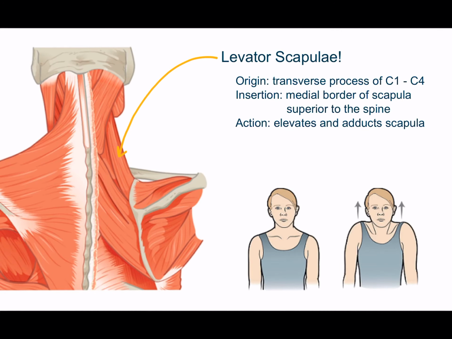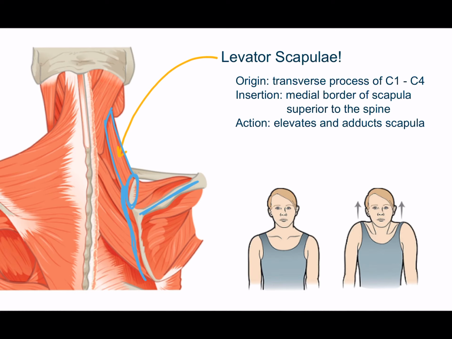So the levator scapulae originates at the transverse processes, which is the side parts of C1 through C4 of your cervical vertebrae. It inserts at the medial border of your scapula, superior to the spine. So if this is the spine of your scapula, it's going to be the medial border, which is the border that's closest to your midline, which is kind of where your spine is. So it's going to be right here. You can see how it kind of ends right there.